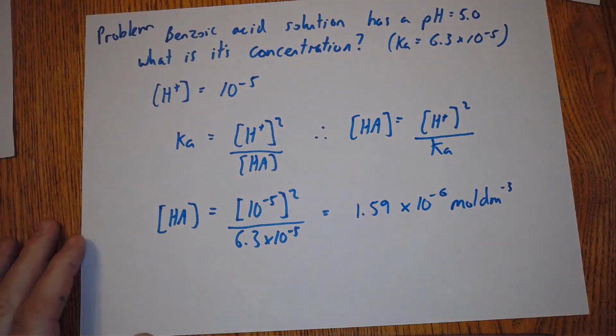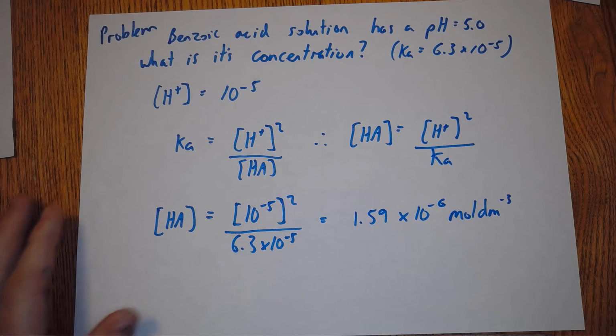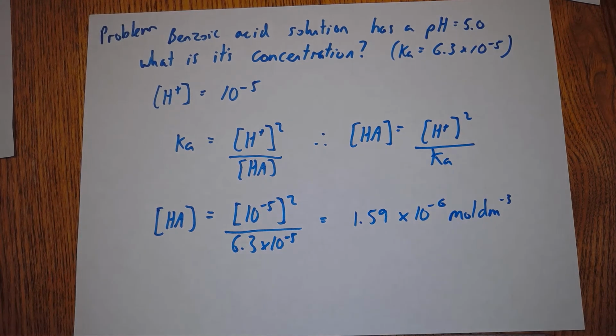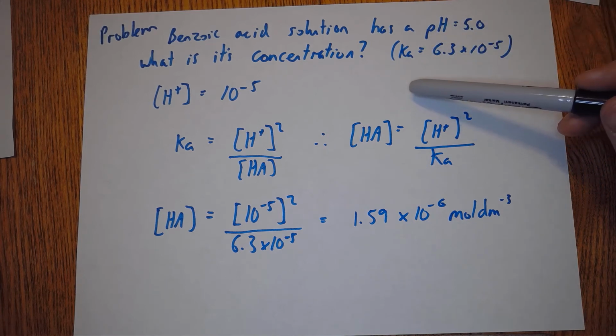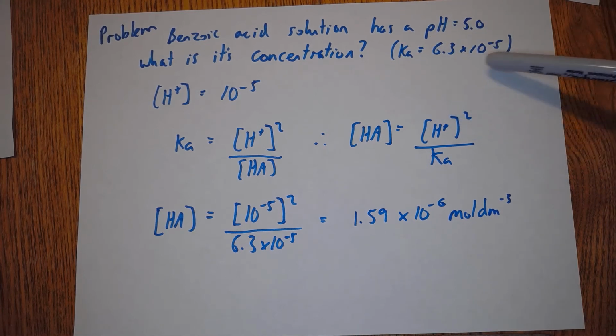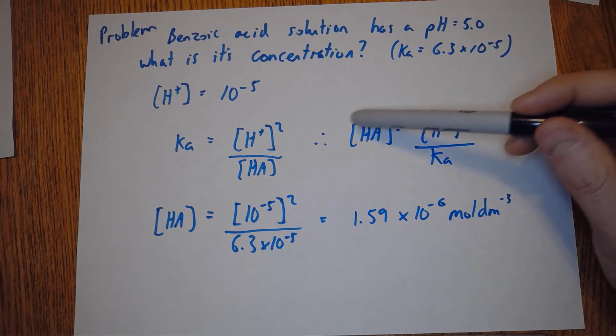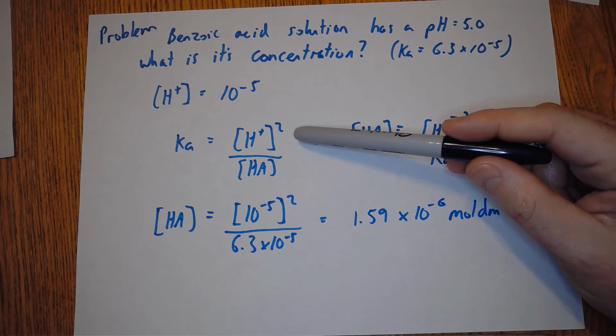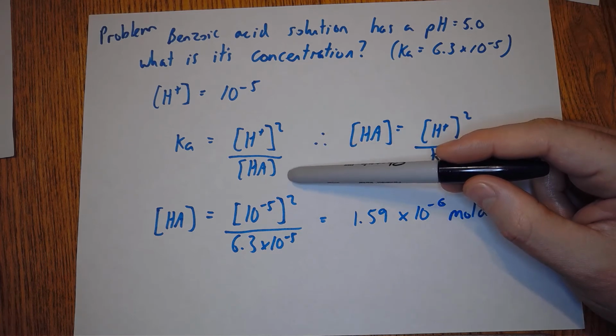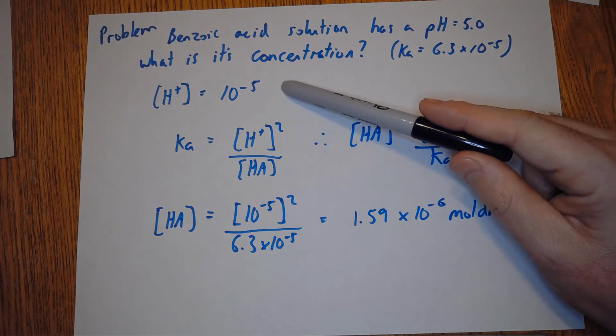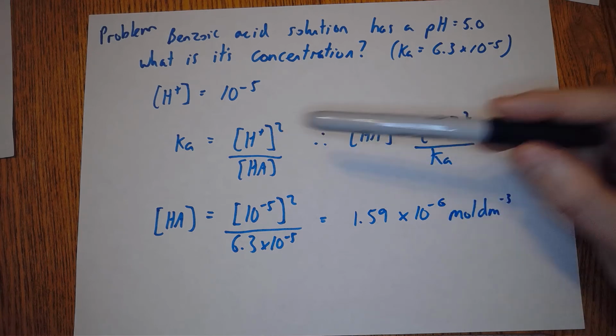It's a problem. Benzoic acid has a pH of 5. What is its concentration? So when we get the pH, find the H plus, 10 to the minus pH. So the pH is 5, you do 10 to the minus 5, that gives you H plus. We saw just a bit now that H plus squared over HA equals Ka. So I can take this in here, 10 to the minus 5, and stick it in there.